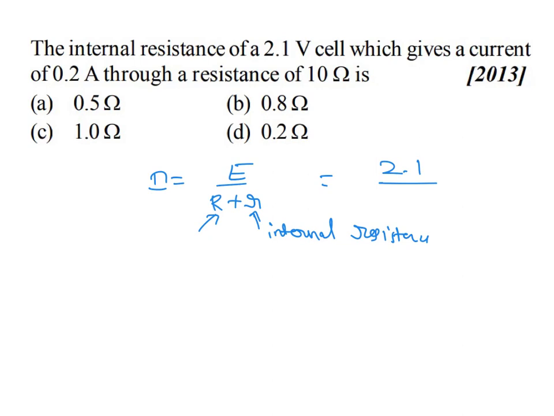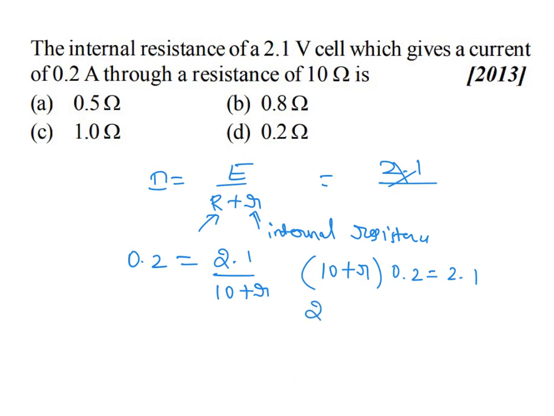2.1 is not at all the internal resistance; it is the E value. So the current I is 0.2 ampere, and E is 2.1 volt divided by capital R, which is 10, plus r. So this is how you can go through this one. I need to calculate the value of small r here. So 10 plus r, into 0.2, equals 2.1.